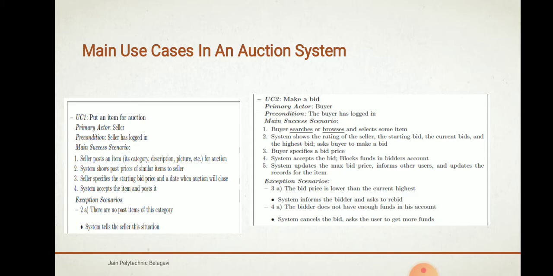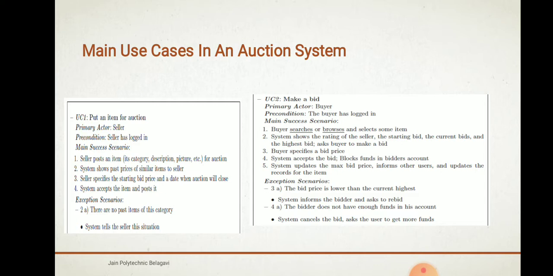So you can see here the template. Use case 1, put an item for auction, and the primary actor is the seller. The precondition here is the seller has logged in. So the seller should be logged in. This should be the condition that should be satisfied. Now the main success scenario is the seller will post an item for auction. These are the steps that the seller should do.